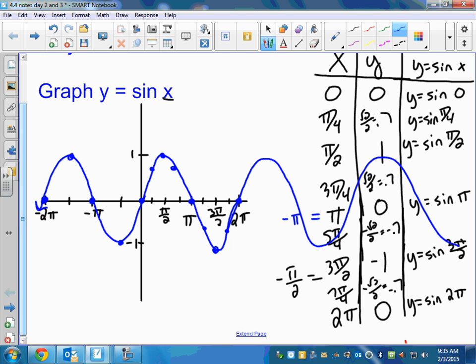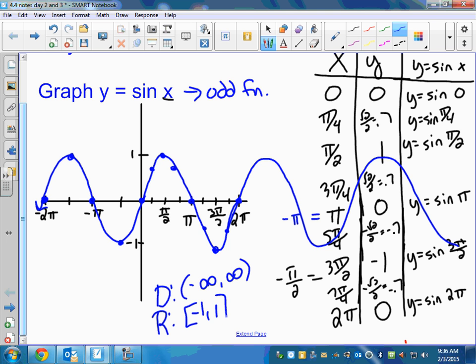Really nice thing to point out about this function is sine is an odd function. Remember we talked about even and odd functions? Odd functions means that when you plug in a negative, you get the opposite from when you plug in a positive, which is why the negative side is the exact opposite of the positive side. The domain of this, you can pick whatever you want for x. We just pick nice angles. But the domain of this is negative infinity to infinity. The range of this is what? Negative 1 to 1.